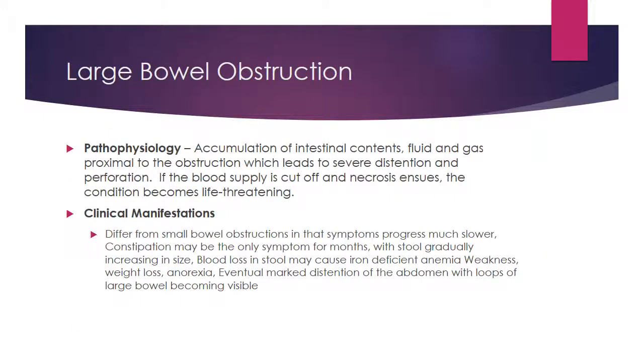Large bowel obstruction would be the accumulation of intestinal contents, fluid and gas proximal to the obstruction, which leads to severe distension and perforation. If the blood supply is cut off and necrosis ensues, the condition becomes life-threatening. And clinical manifestations differ from small bowel obstructions in that the symptoms progress much slower. So constipation may be the only symptom for months, with stool gradually increasing in size. Blood loss in stool may cause iron deficiency anemia, weakness, weight loss, anorexia, and eventual marked distension of the abdomen with loops of large bowel becoming visible.